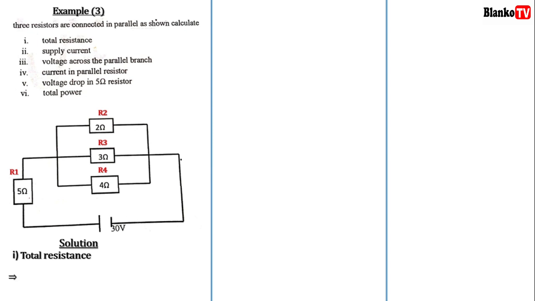So we have 1 over Rp. Rp is the parallel resistance, so 1 over Rp equals 1 over R2 plus 1 over R3 plus 1 over R4. That is the formula that we are going to use to solve for the parallel resistance. So we have 1 over Rp equals 1 over 2, that is the value for resistor R2, plus 1 over 3 plus 1 over 4.